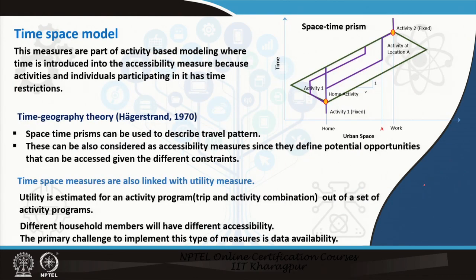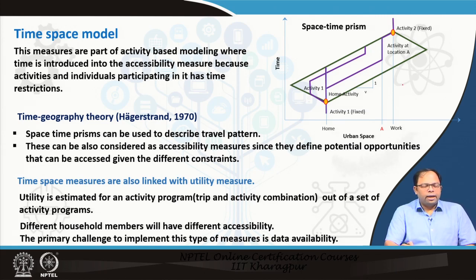So finally we arrive at this particular measure, which is called a time-space model, where we create a space-time prism as drawn over here. This is a part of activity-based modeling where time is introduced into the accessibility measure, because activities, and individuals participating in them, have time restrictions.